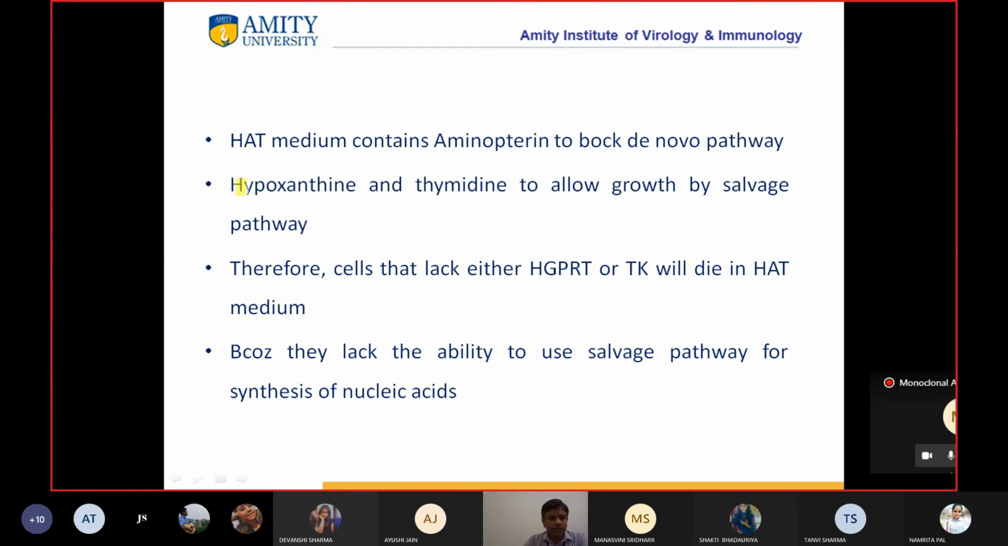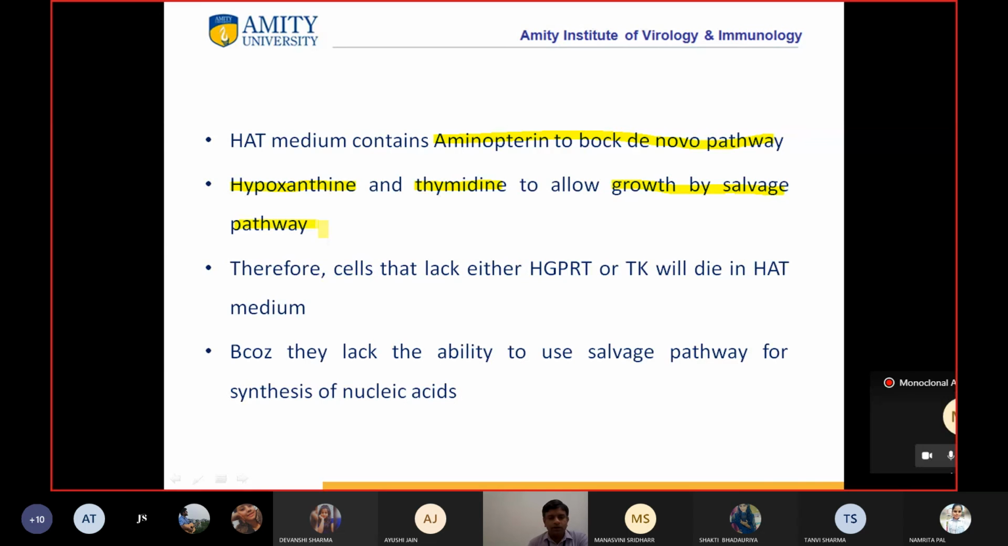So as I said, HAT medium contains aminopterin to block the de novo pathway. Hypoxanthine and thymidine are there to allow growth by the salvage pathway. So the other things we have added in HAT medium are hypoxanthine and thymidine, and these two are required for growth by the salvage pathway. To run the salvage pathway we also have to provide components in the media, right? So we are putting hypoxanthine and thymidine.